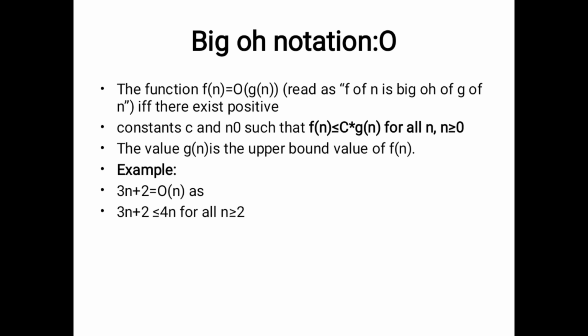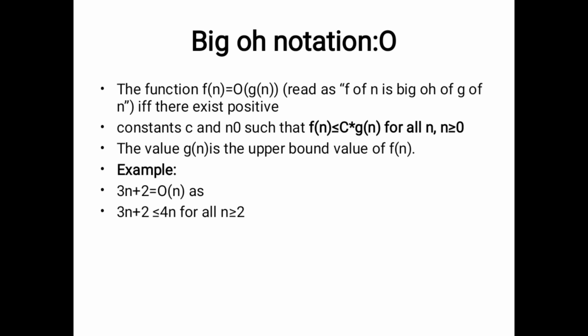There are 5 types of notations: big O notation, big omega notation, theta notation, little o notation, and little omega notation. These are the 5 notations. We will discuss them one by one. The first one is big O notation. Big O notation is indicated by the O symbol, and it is used for the worst case situation. In the worst case, we represent it with big O notation.